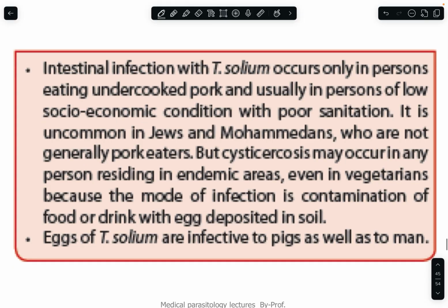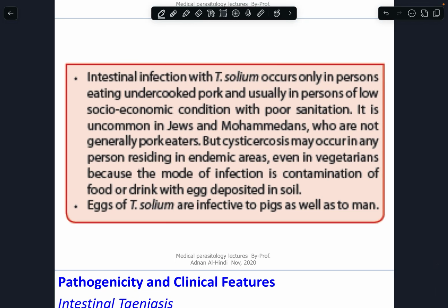Yeah, okay. Intestinal infection with Taenia solium occurs only in persons eating undercooked pork, and usually in persons with low socioeconomic status with poor sanitation. It is uncommon in Jews and, what? You could say Muslims, Mohammedans.